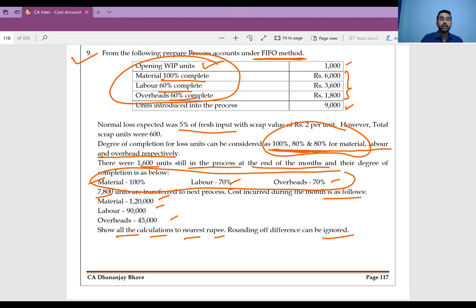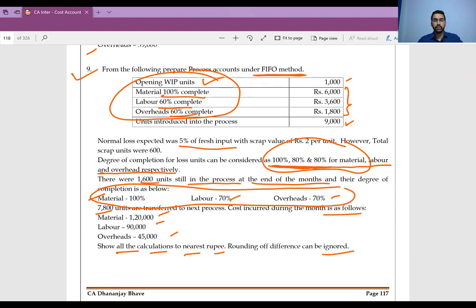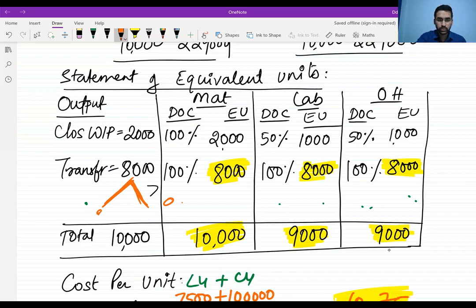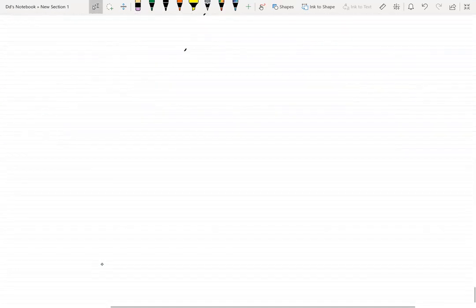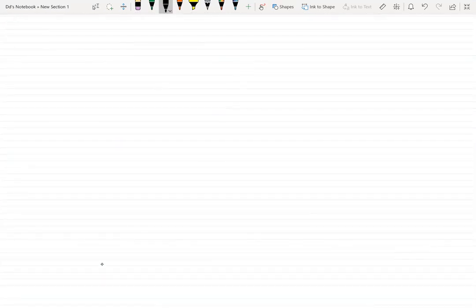Sir, what should we prepare? First line: from the following, prepare process account under FIFO method. Let us begin. I'll open my notepad. I'll hide my video. Yes. Let us start. Heading: Question 9, FIFO method.